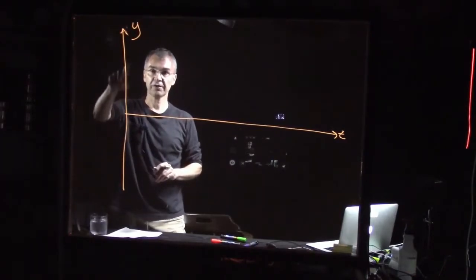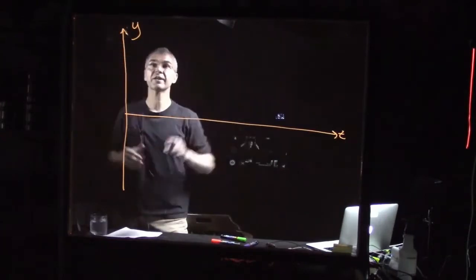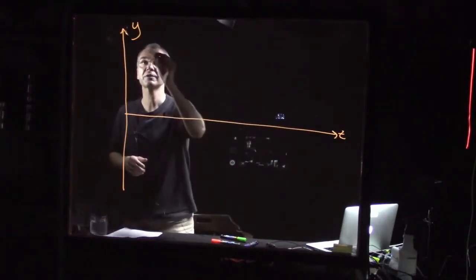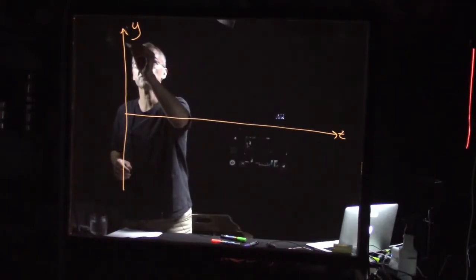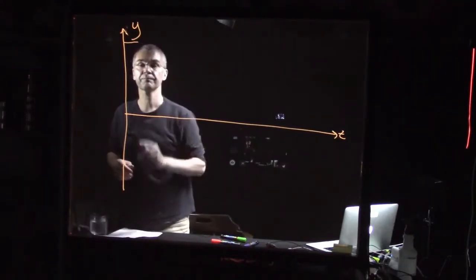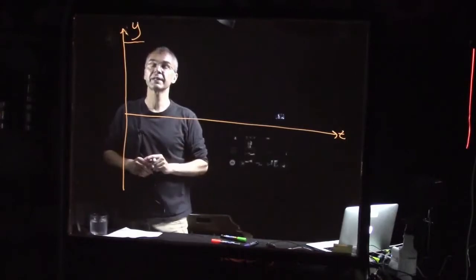And we started out some height above the ground. I held it above my head. Let's say that's 2 meters. So we didn't really put numbers on the graph. Let's say that's 2 meters. So I'm holding the ball up here at y equals 2 meters. And I'm holding it for a while, so it stays that way for a little bit. And then I let go.